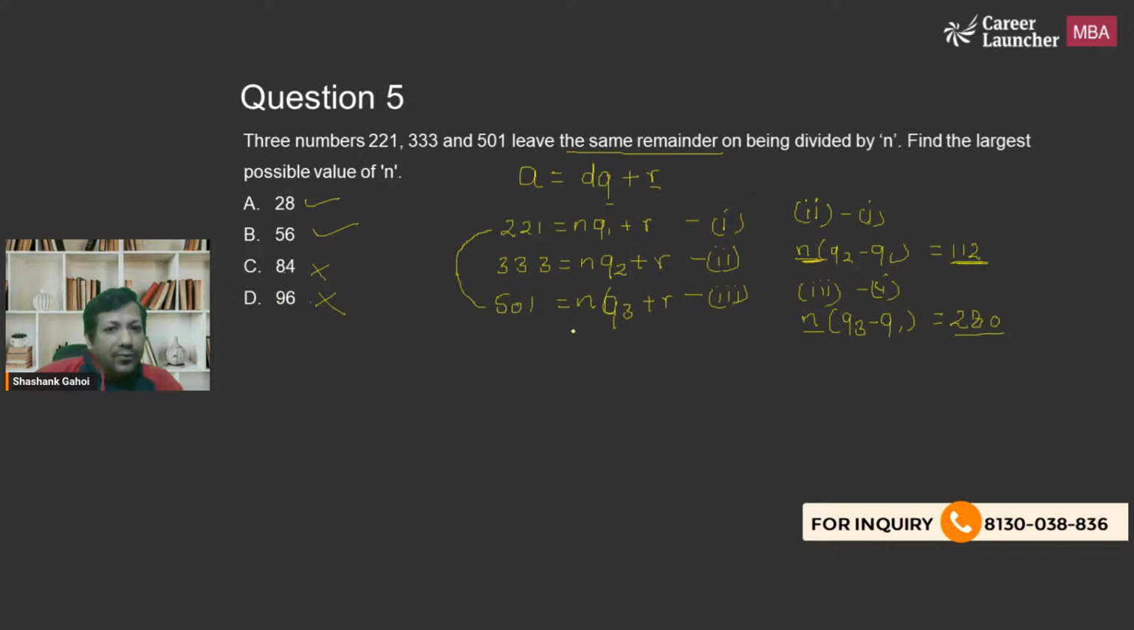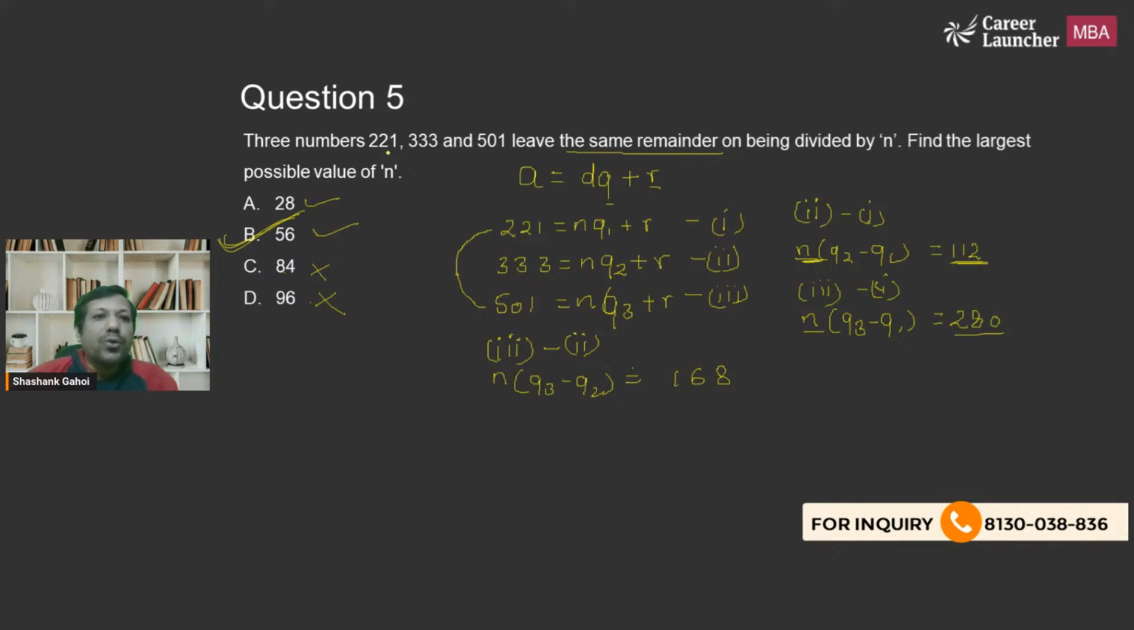Now to confirm it a little more, you can also do 3 minus 2. Then I get n times (Q3 minus Q2), and that is equal to 168. Then it is going to be 84, then 6, then 1. So again I get 6 as a factor. So the answer of this question is going to be option B, because we are looking for the largest number. Otherwise, 28 is also a possible value, but that's not the largest value.